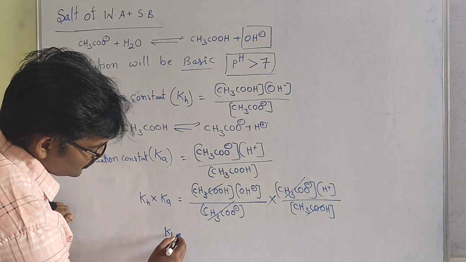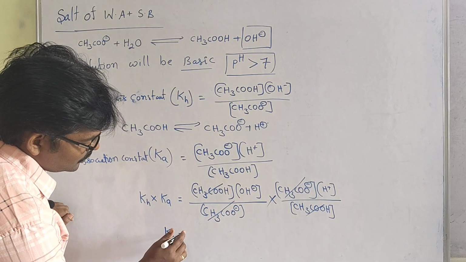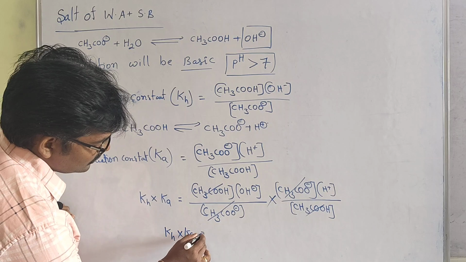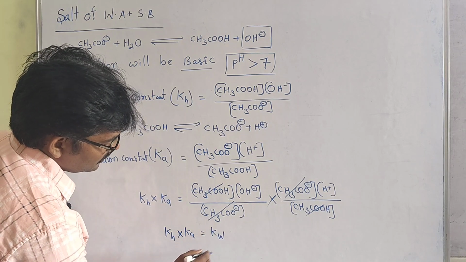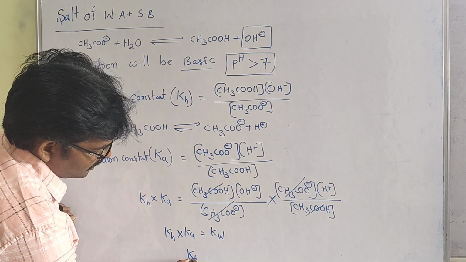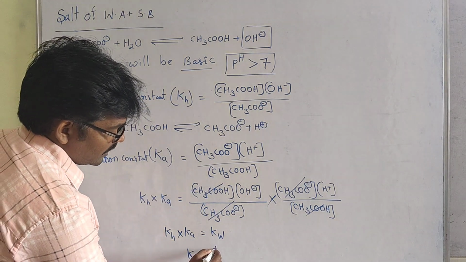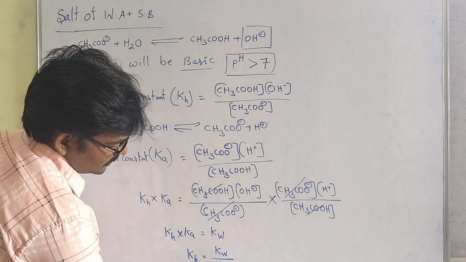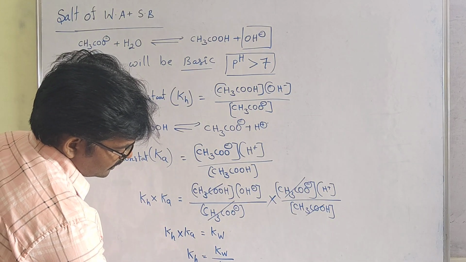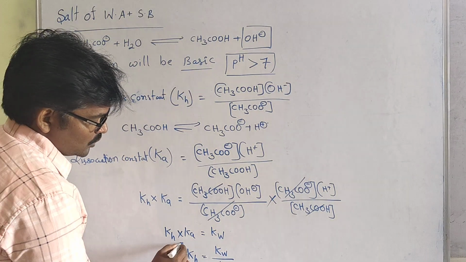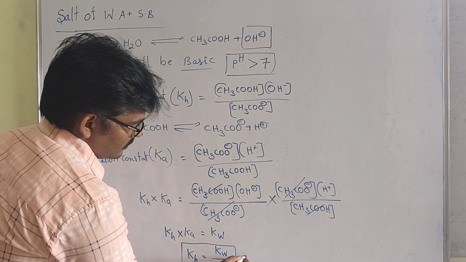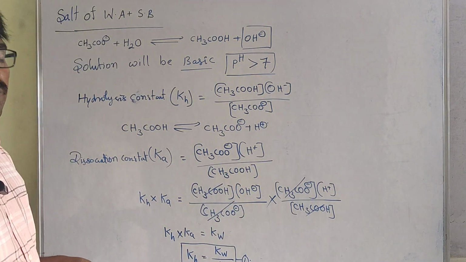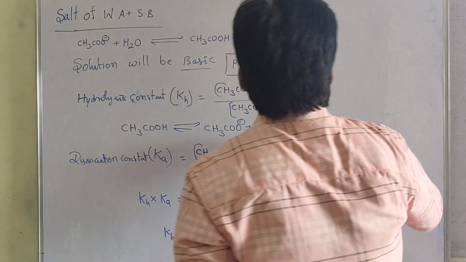So Kh into Ka is equal to Kw. Then Kh is equal to Kw divided by Ka. Just assume this is equation number 1. Equation number 1. Okay, clear? Right.